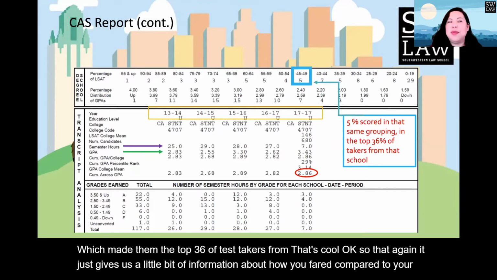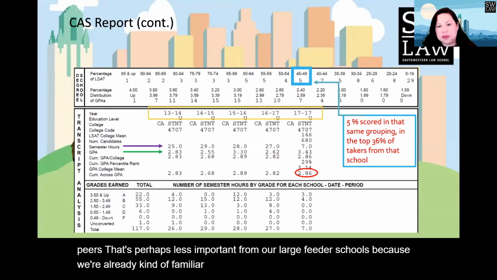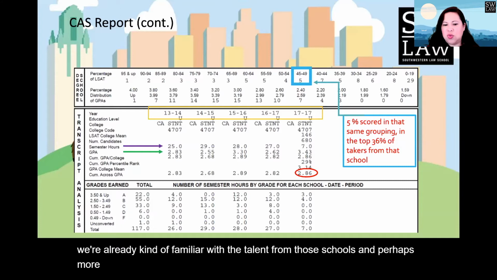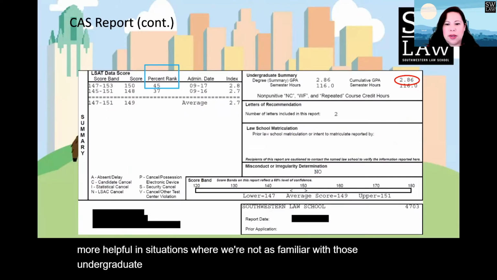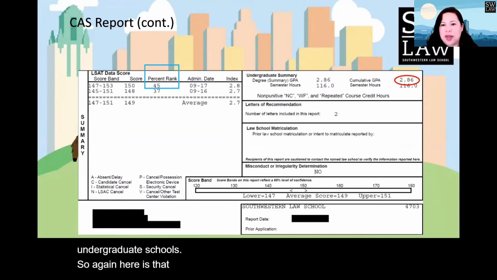That's perhaps less important from our large feeder schools because we're already kind of familiar with the talent from those schools, and perhaps more helpful in situations where we're not as familiar with those undergraduate schools. Okay. So again, here's that same red circle GPA that I mentioned.